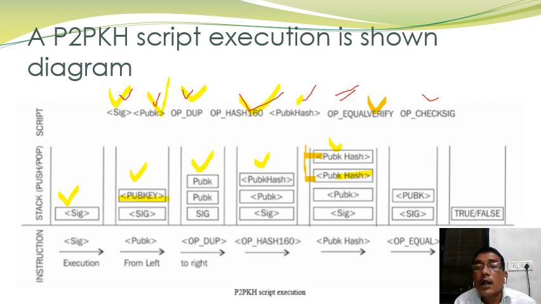Then next is the operand check signature. It will check the signature, using this signature and the public key, and it will return true or false. So you can see how the script commands are executed. This is one example of what will happen to the stack when we execute the commands.